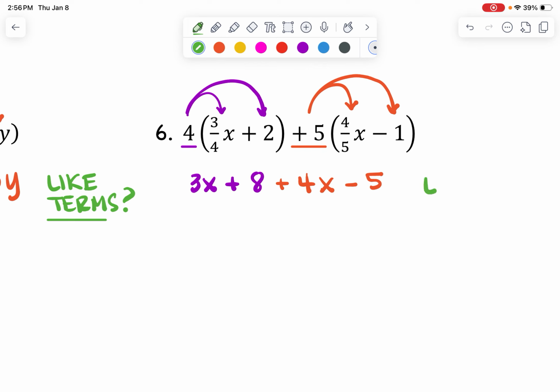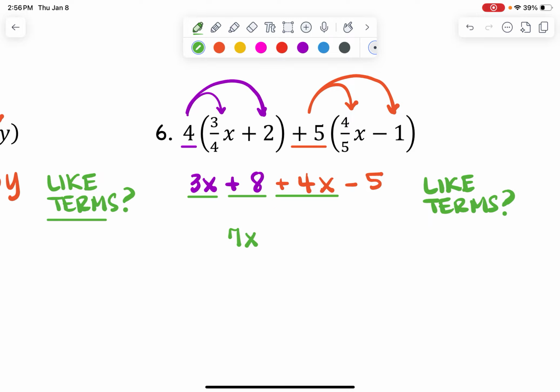And then, of course, we want to ask ourselves, are there any like terms? Question mark. And yes, there are, right? Looks like we've got some 3x's here and some 4x's here. So it looks like we have 7 total x's. And then we've got some constants. We've got a positive 8 and a -5, which is going to end up giving us just 3 when we combine them. And that is our final answer.